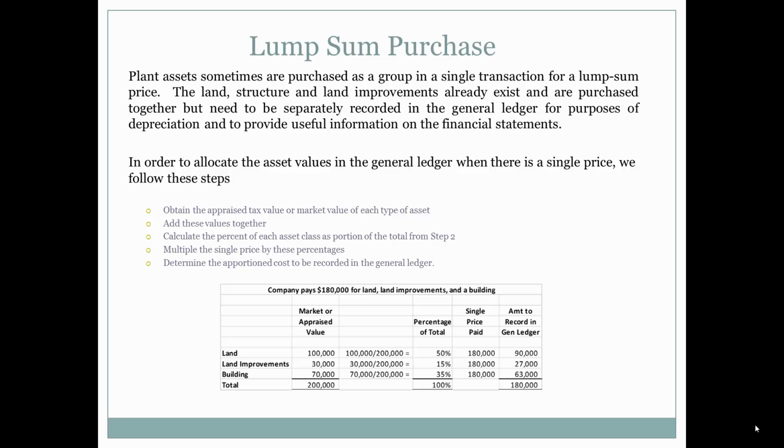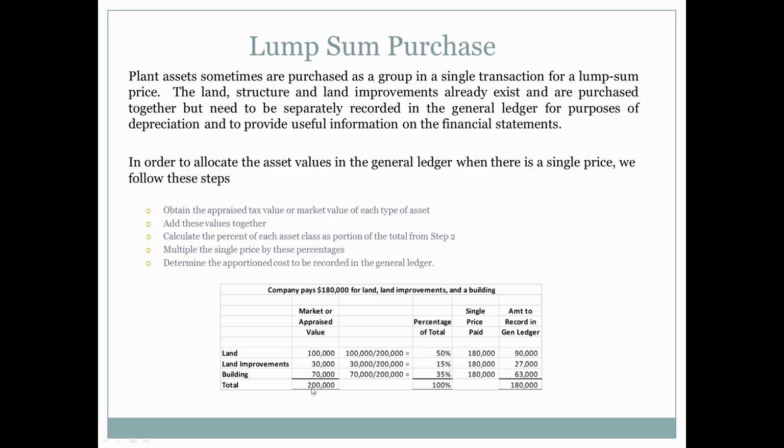So, in order to allocate the asset costs in the general ledger when there's a single price, we follow these steps. First, we want to obtain the appraised tax value or market value of each type of asset. These are they. So this was the market or appraised value of the land, the land improvements, and the building. So we can see that the market value of the land, or the appraised value, was $100,000. However, the company was able to only pay $180,000 for the land, improvements, and buildings. So we need to allocate the $180,000 amongst all three types of assets.